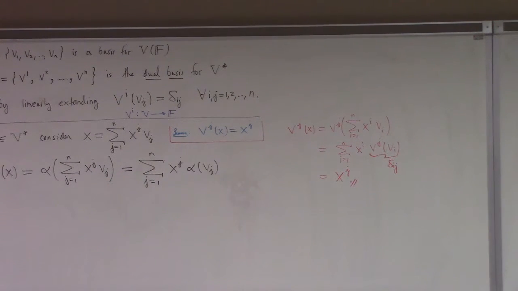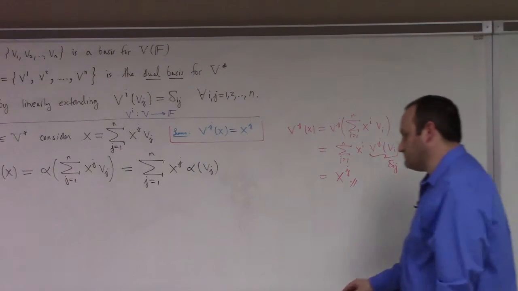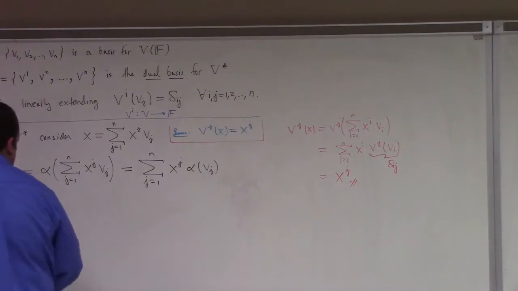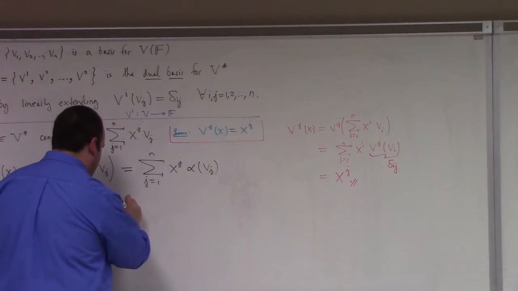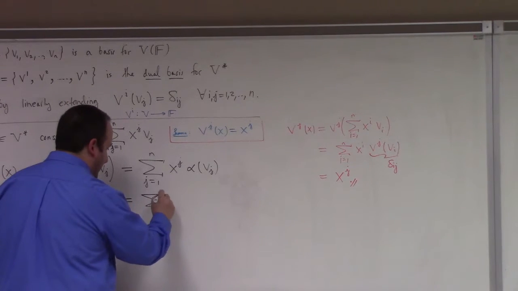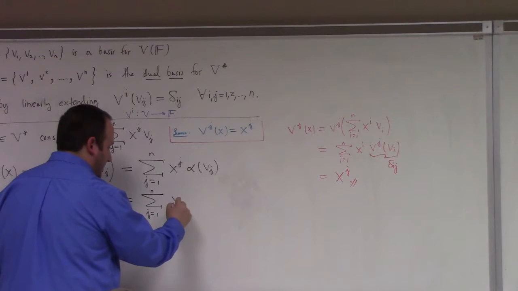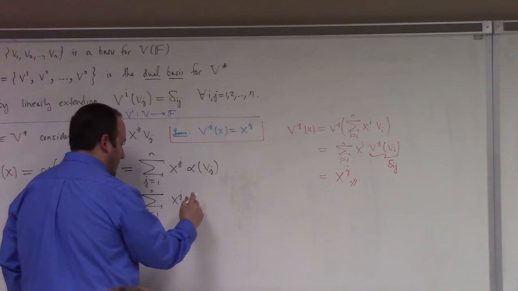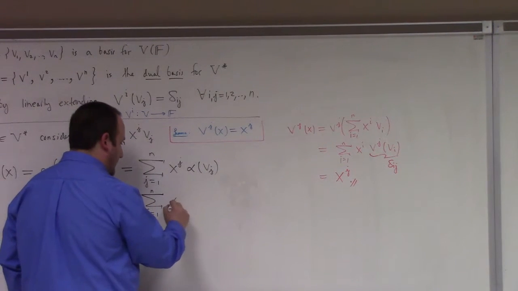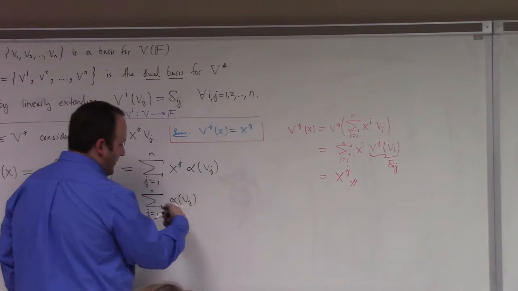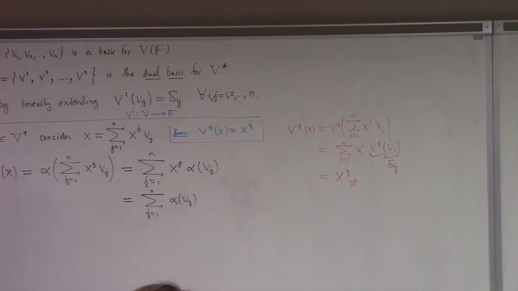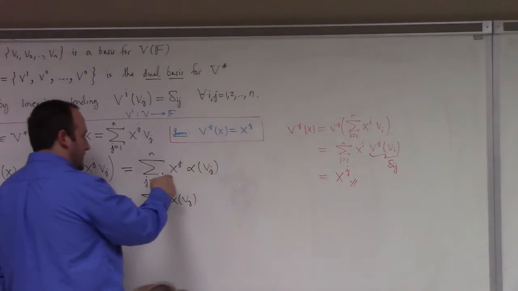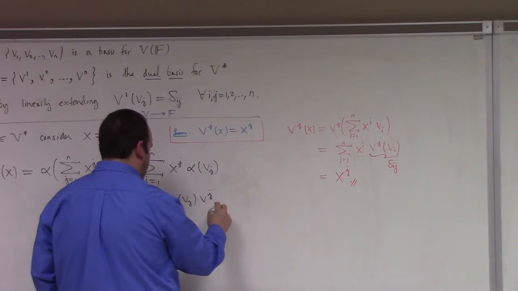Now, why does that help us? I can use the little lemma down here. This is x^j. This is a number, so put the number first: alpha of v_j. That's just whatever alpha gives you back when you feed it v_j. That's a number, something in the field. And x^j, though, that's actually v^j acting on x.